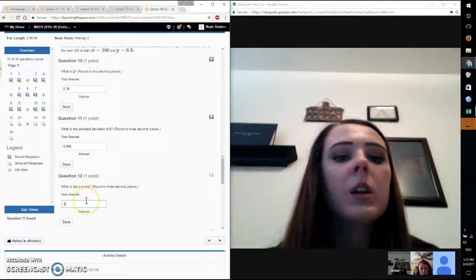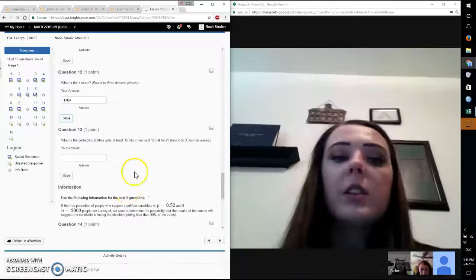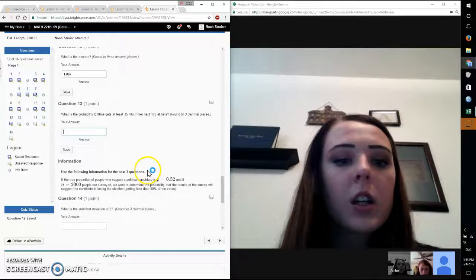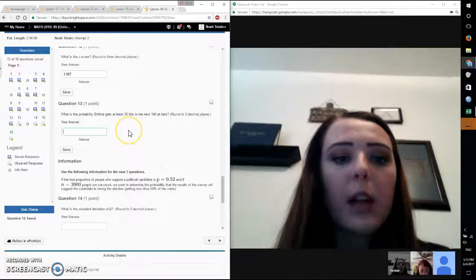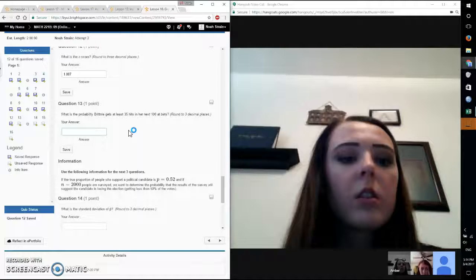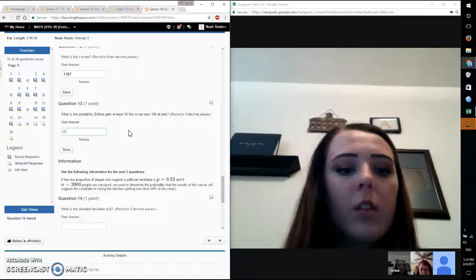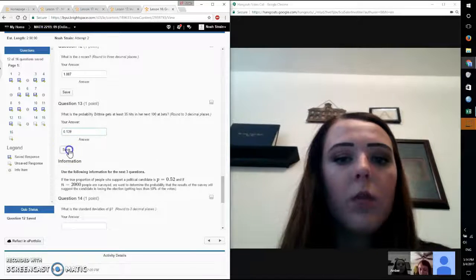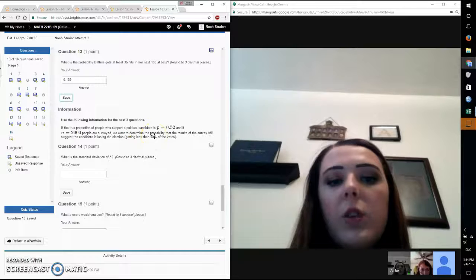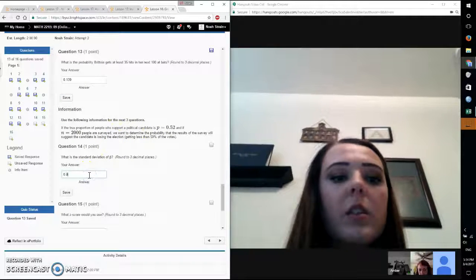1.087. And then 13, what is the probability Brittany gets at least 35 hits in her next 100 at bats? So you just plug 1.087 into the normal probability applet, and then highlight just the right tail. And then you should get 0.139. And then 14, what is the standard deviation of P? Let's continue to do that same equation that we've been doing. 0.011 should be the answer for that.